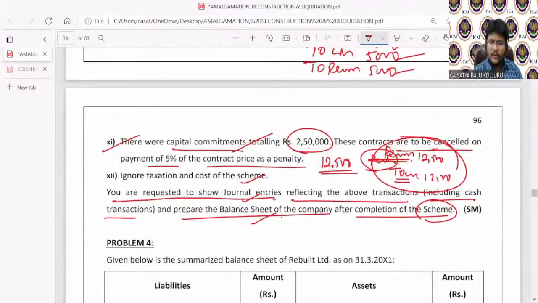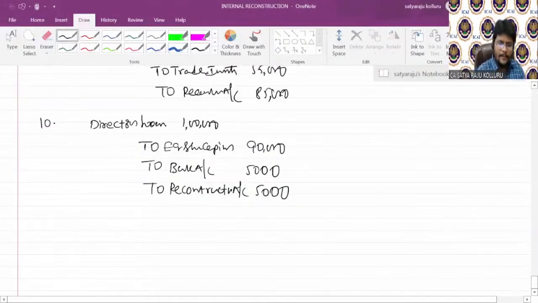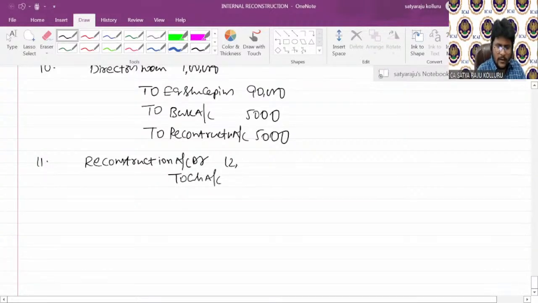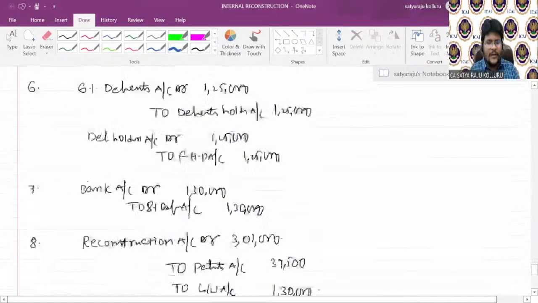Next, guys, come to the 11th point, which is on onerous contracts, we are paying the penalty. Reconstruction account Dr to cash account. We already made the entry here. Reconstruction account Dr to cash account, which is 12,500. Sir, now the entire journal entry is passed for reconstruction account.